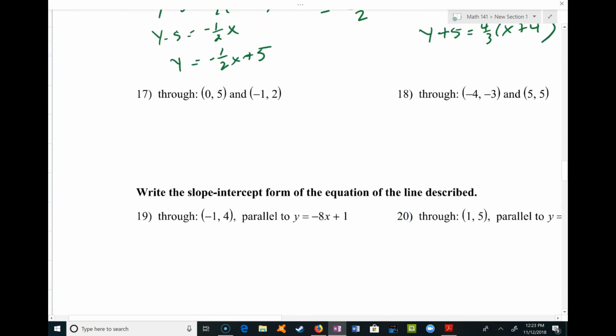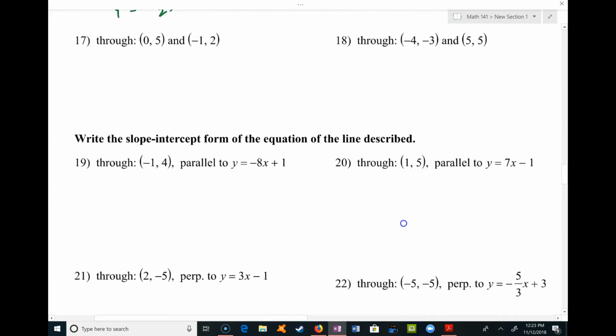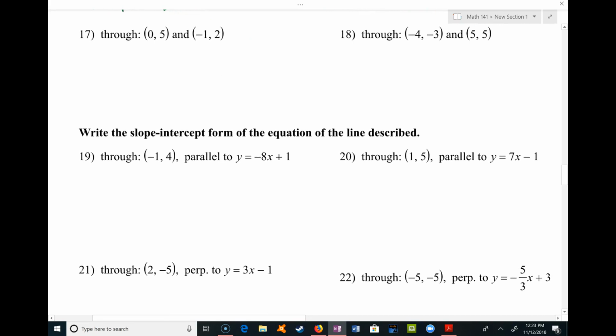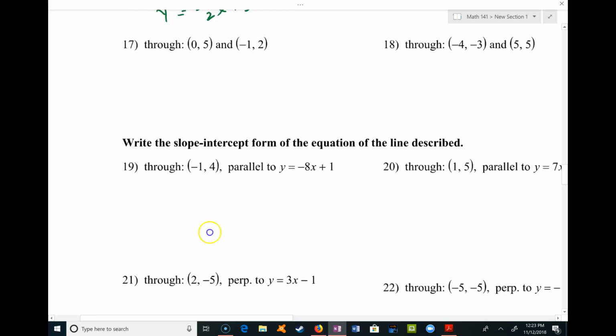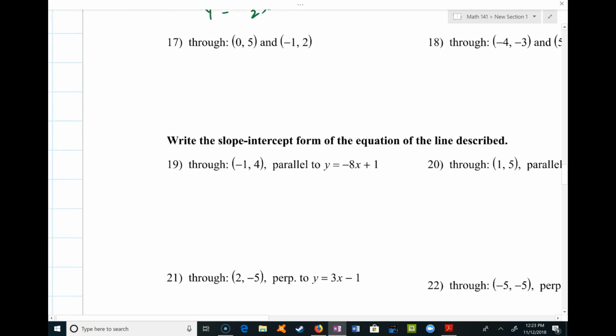Yeah, I'm going to do this one offline in a minute. I'm going to hop down here and I'll talk about these. So the other thing to remember about lines is lines that are parallel have the same slope. So when they say write the slope-intercept form of the equation of the line described, we want a line that goes through this point, but it's parallel to that. So basically all this is telling me is the slope is negative 8. That's all it's telling me.